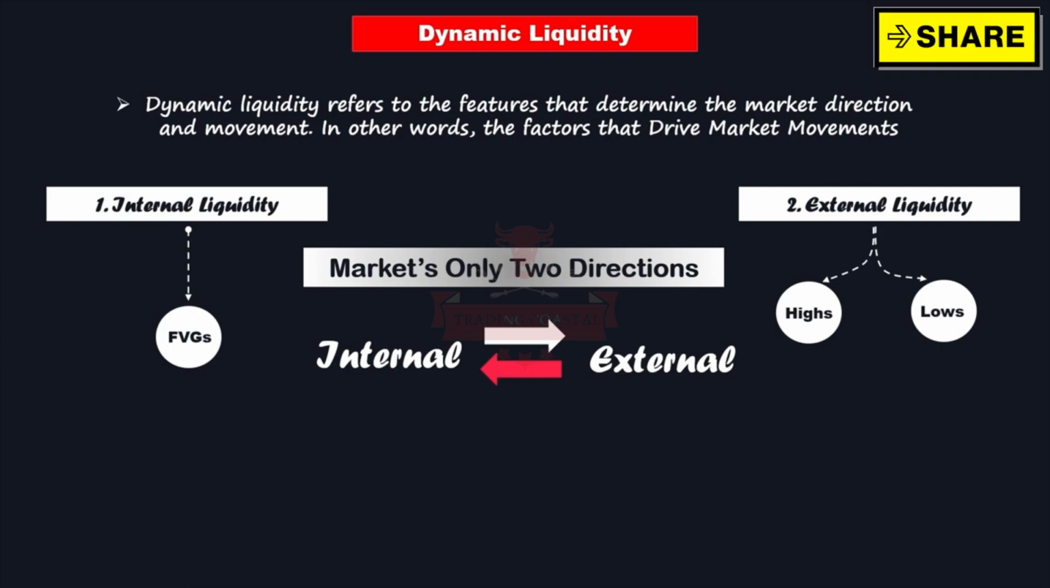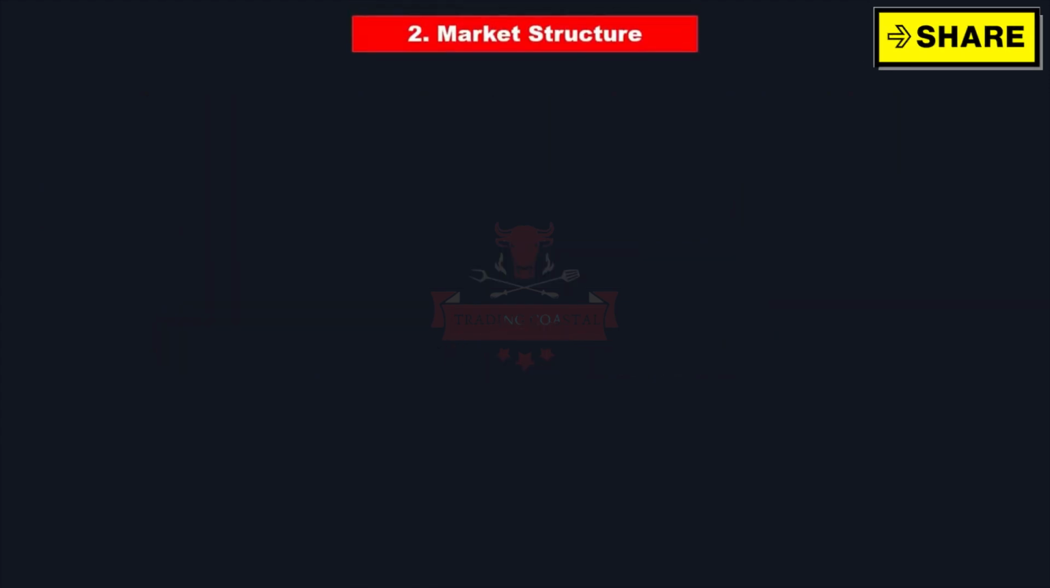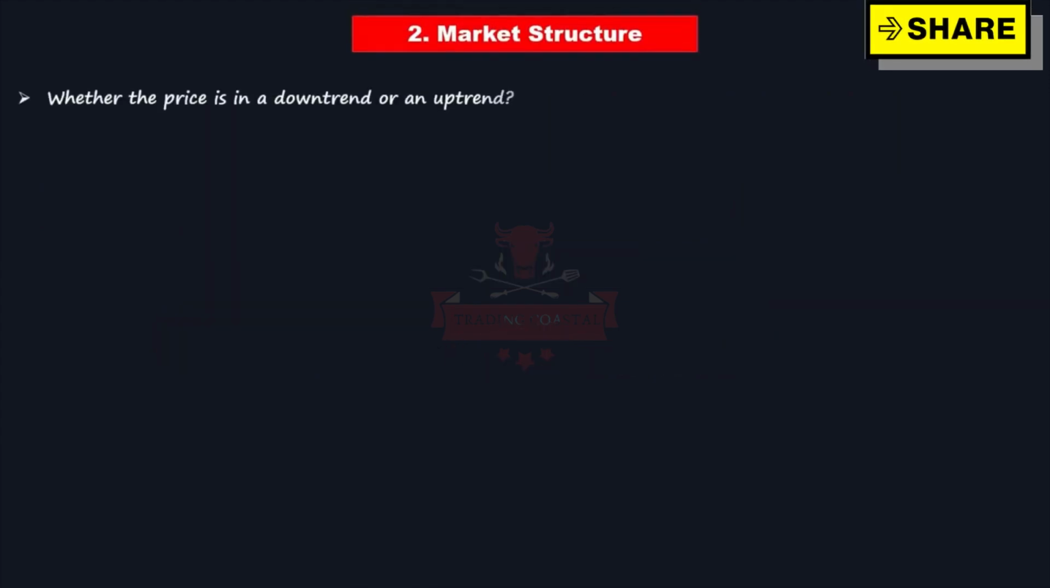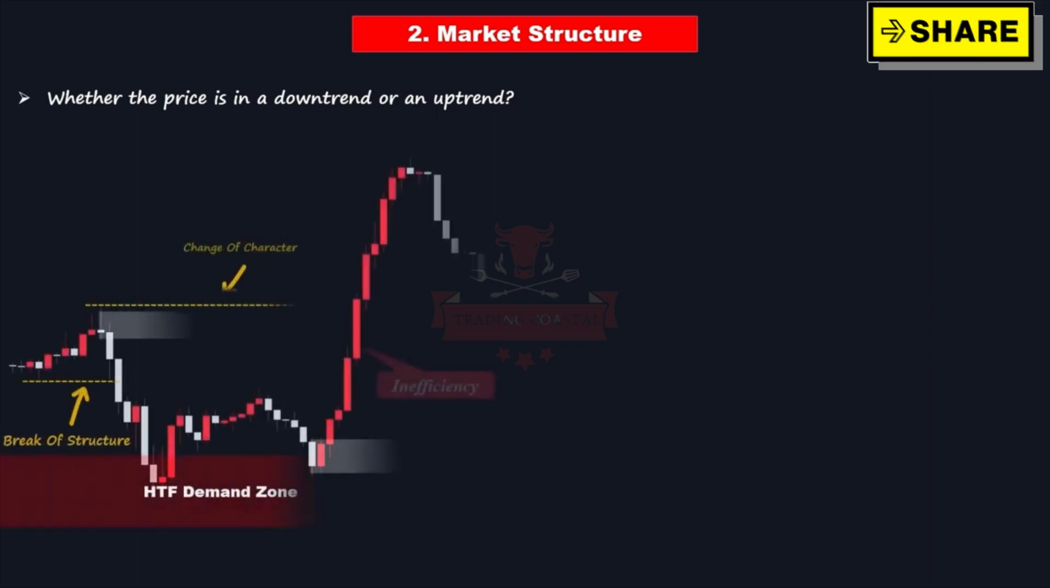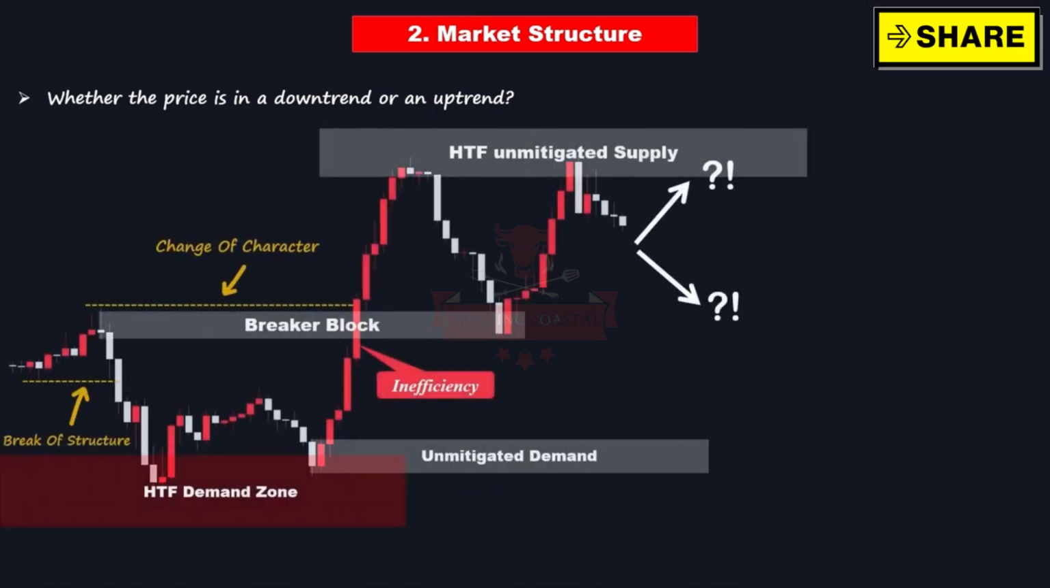Once we have a solid grasp of liquidity dynamics, our focus shifts to the second confluence factor: market structure. We analyze where the price is likely to move and gain an understanding of the dominant direction. This involves identifying whether the price is in a downtrend or an uptrend. To do this, we begin by analyzing market sentiment on a higher time frame, such as the 4-hour or 1-hour time frame. Our goal is to identify both the mitigated and unmitigated supply and demand zones, those located behind and in front of the current price.